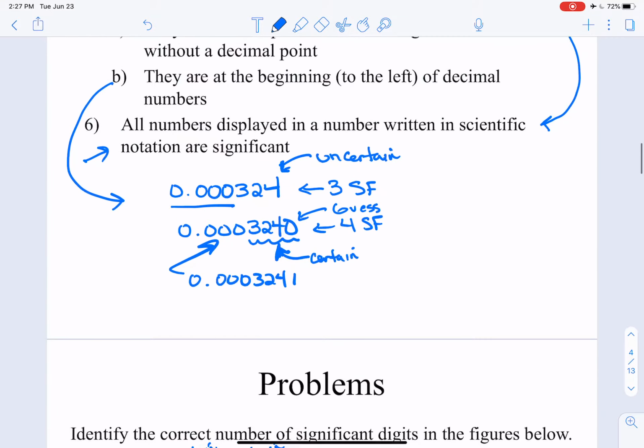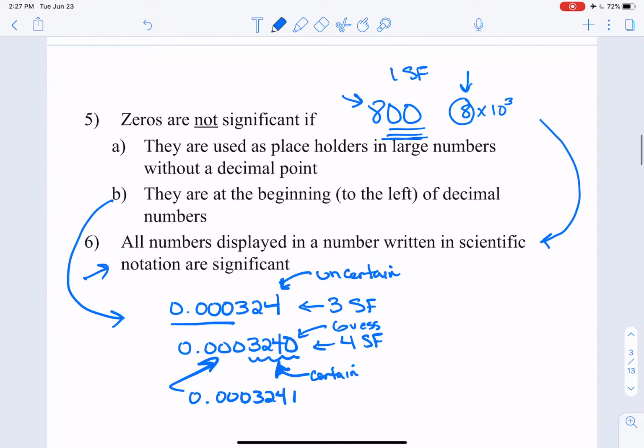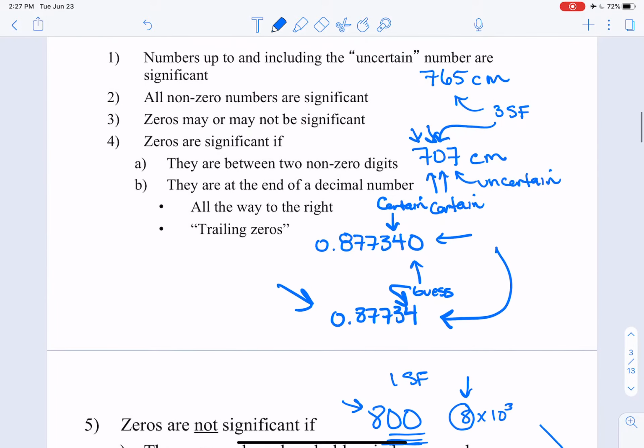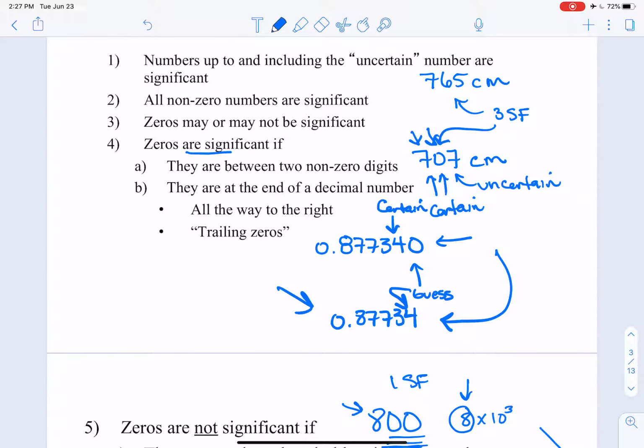Okay, so this rule back here says zeros are significant if they are at the end of a decimal number, meaning all the way to the right. They're also called trailing zeros. So like we said, this 0 on the end there, that is significant.